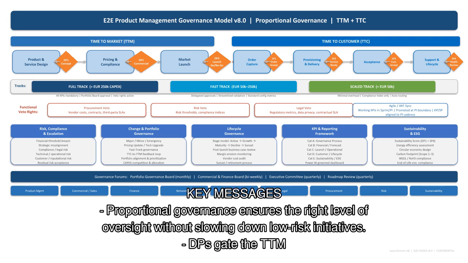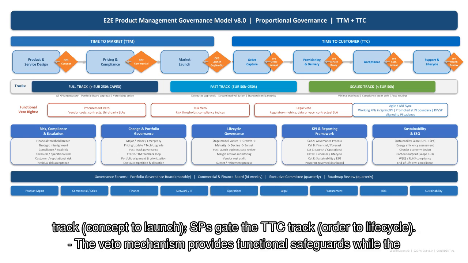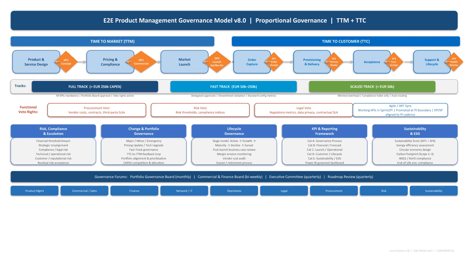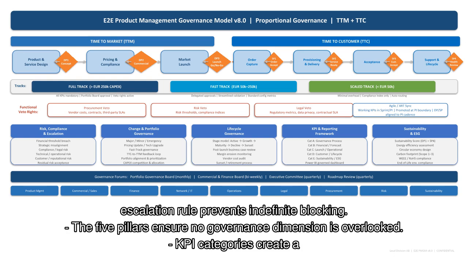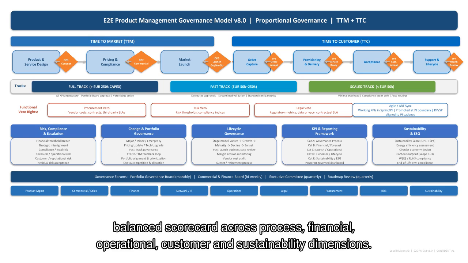Key messages. Proportional governance ensures the right level of oversight without slowing down low-risk initiatives. DPs gate the TTM track, concept to launch. SPs gate the TTC track, order to lifecycle. The veto mechanism provides functional safeguards while the escalation rule prevents indefinite blocking. The 5 pillars ensure no governance dimension is overlooked. KPI categories create a balanced scorecard across process, financial, operational, customer, and sustainability dimensions.